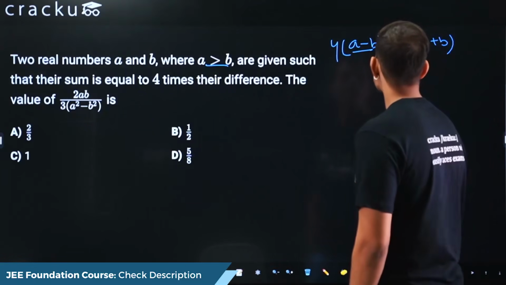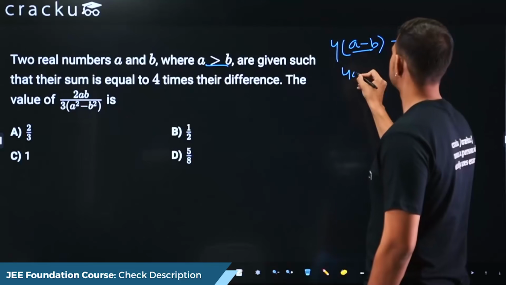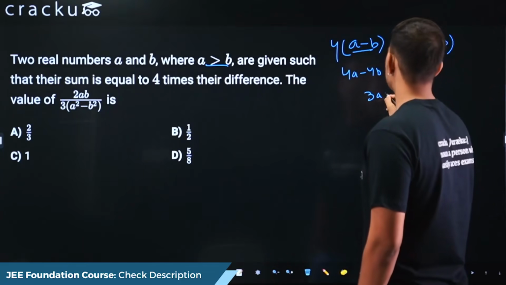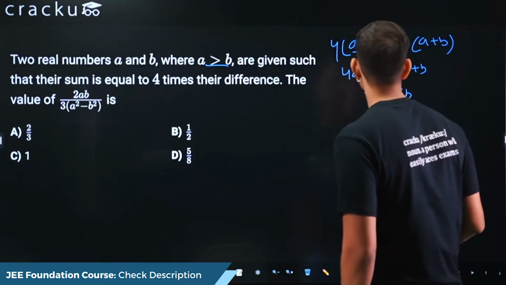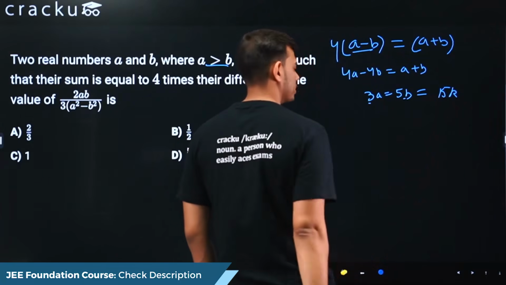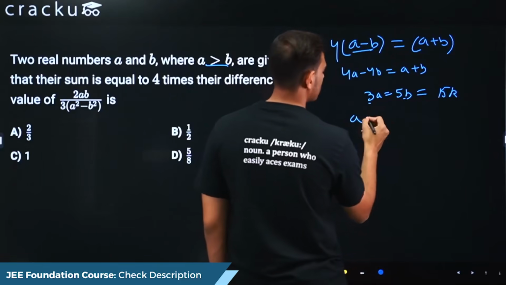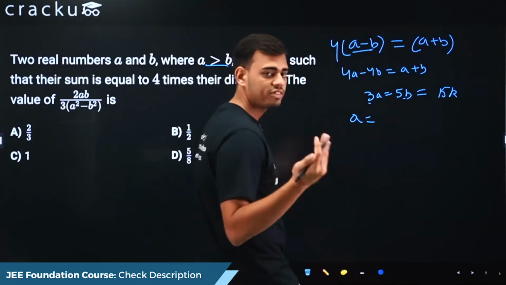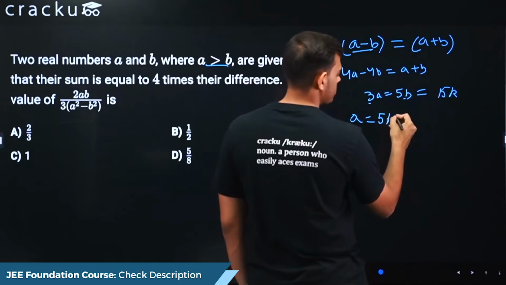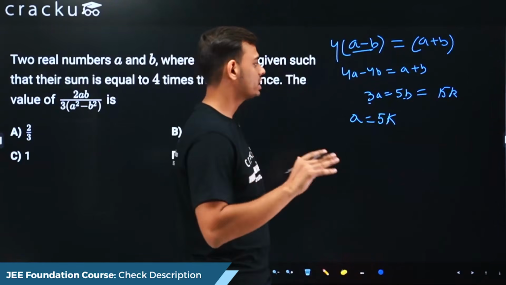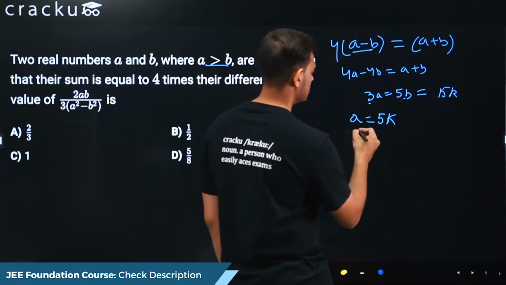Okay, 4a minus 4b equals a plus b. I get 3a equals 5b. Let us assume it to be 15k, which is the LCM of 3 and 5. 3a is 15k, so a will be 15k by 3, which is nothing but 5k. Similarly, 5b is 15k, so b will be 15k divided by 5, which is 3k.